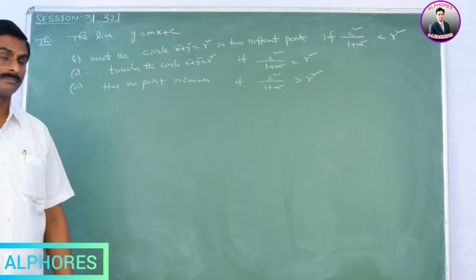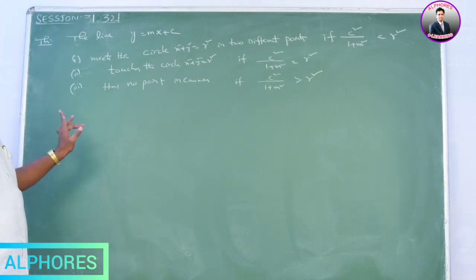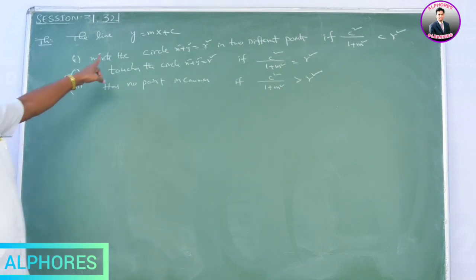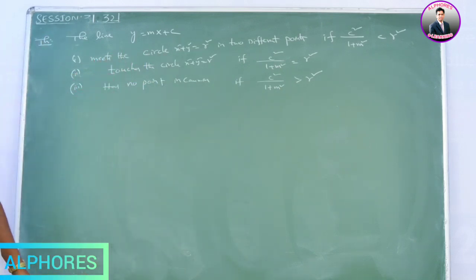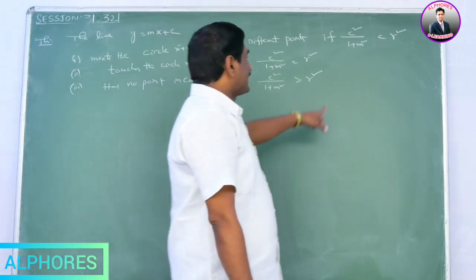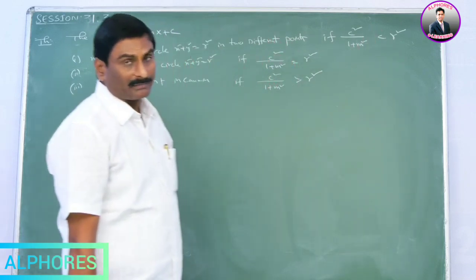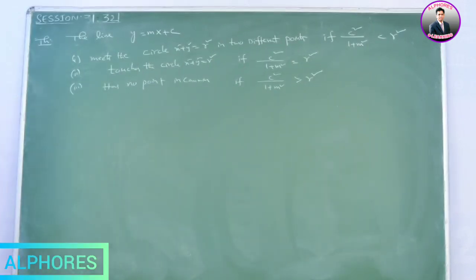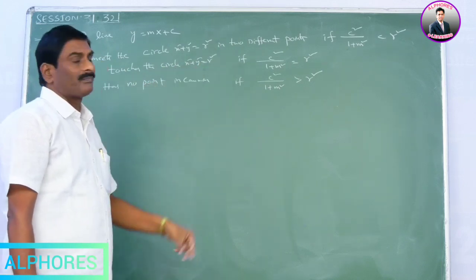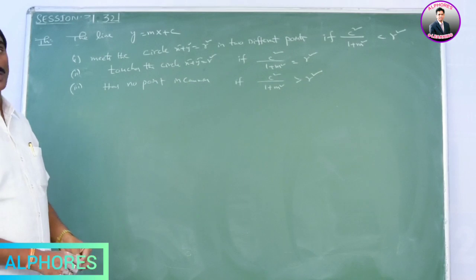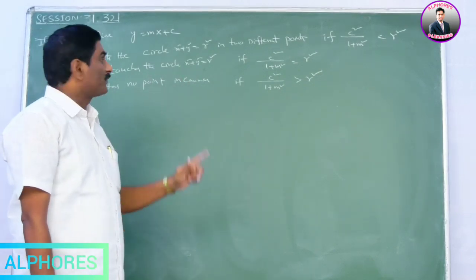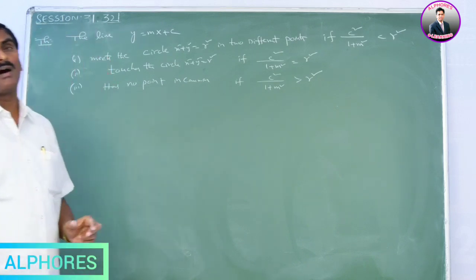Next theorem. Please note this statement. The line y is equal to mx plus c meets the circle x square plus y square is equal to r square in two different points if c square by 1 plus m square is less than r square. It touches the circle x square plus y square is equal to r square if c square by 1 plus m square is equal to r square. It has no point in common if c square by 1 plus m square is greater than r square.